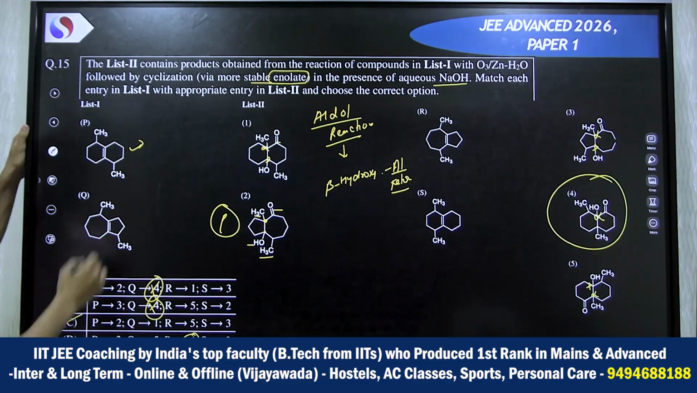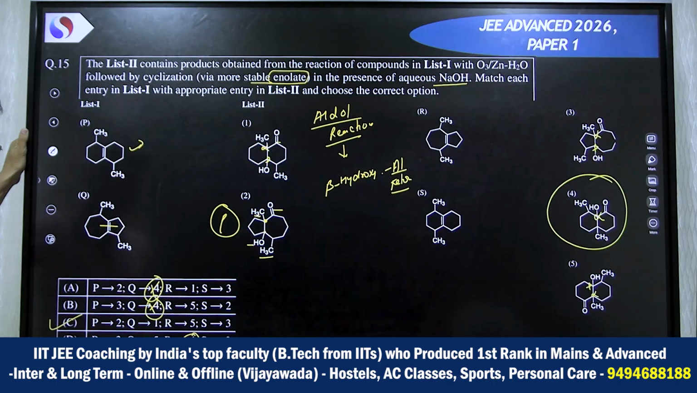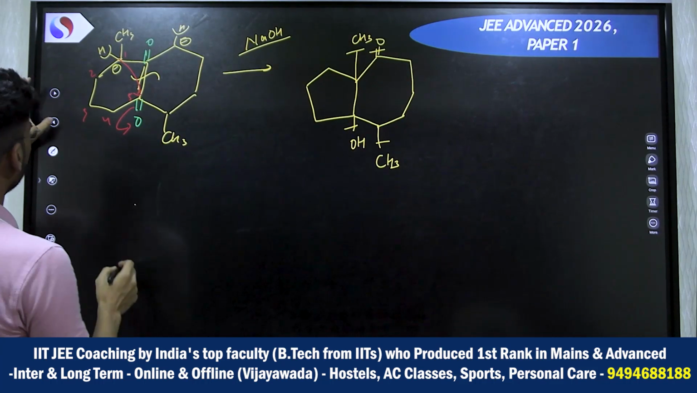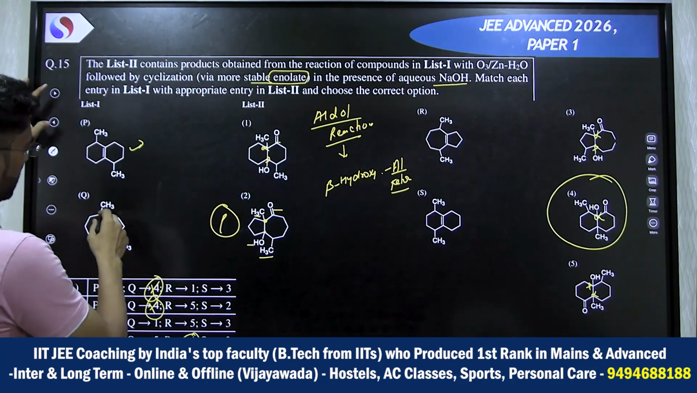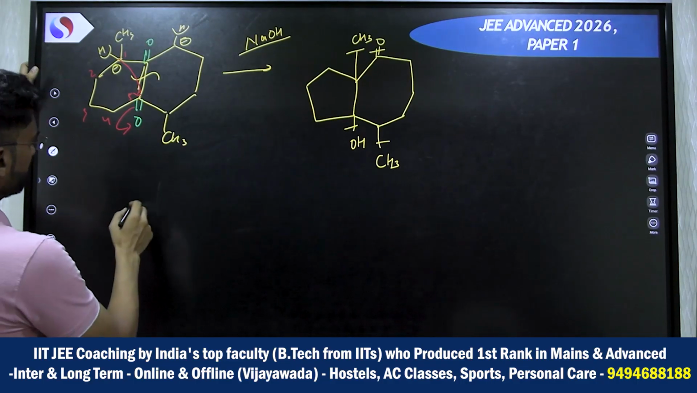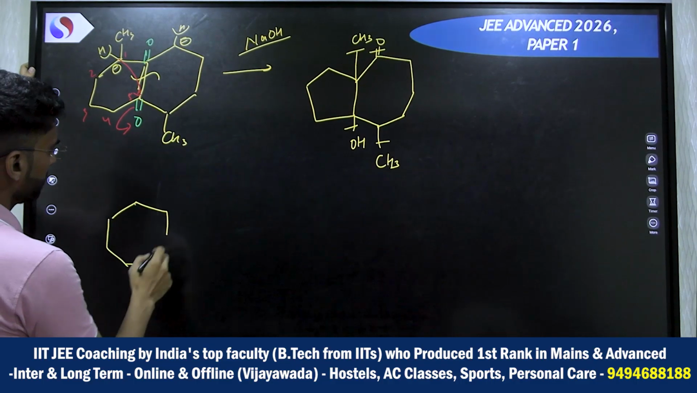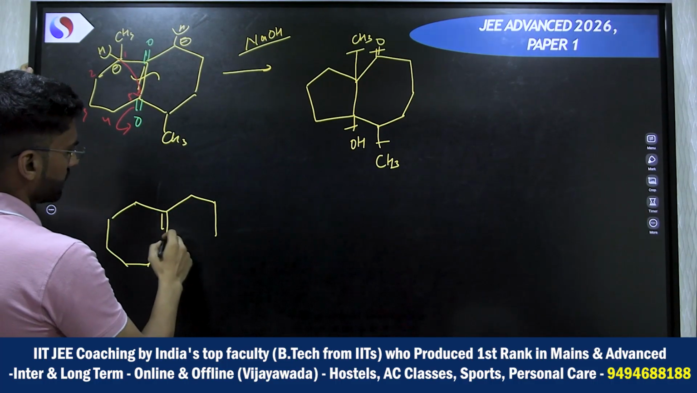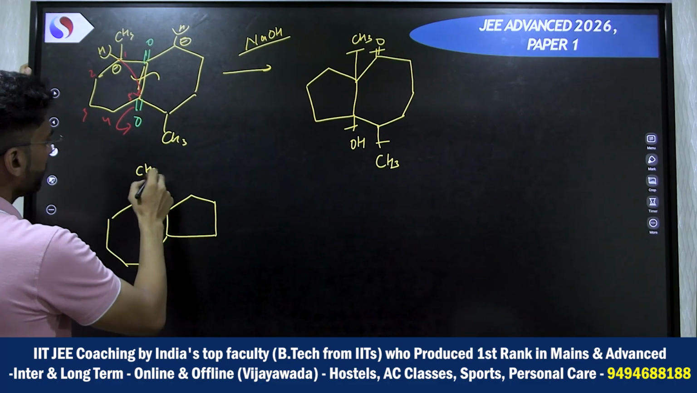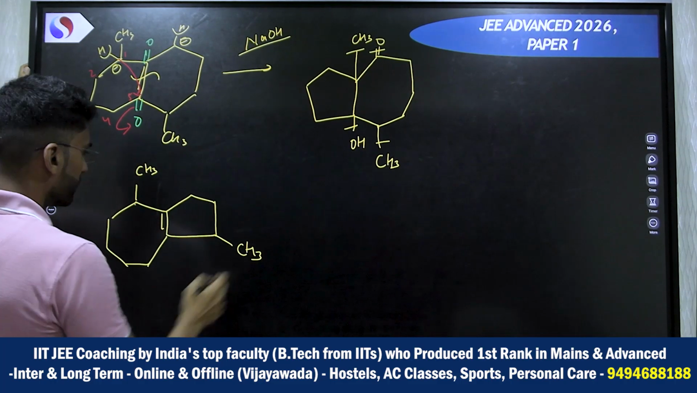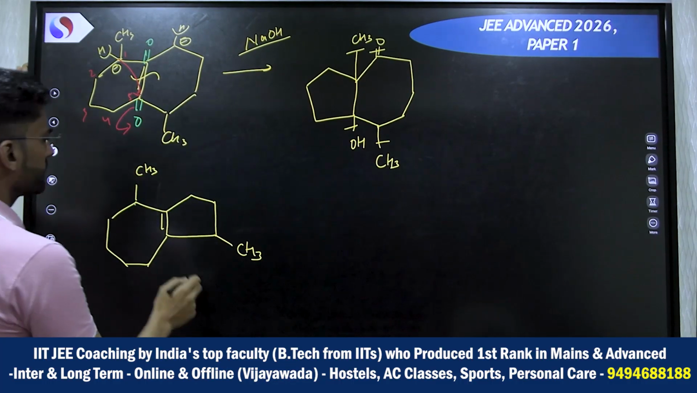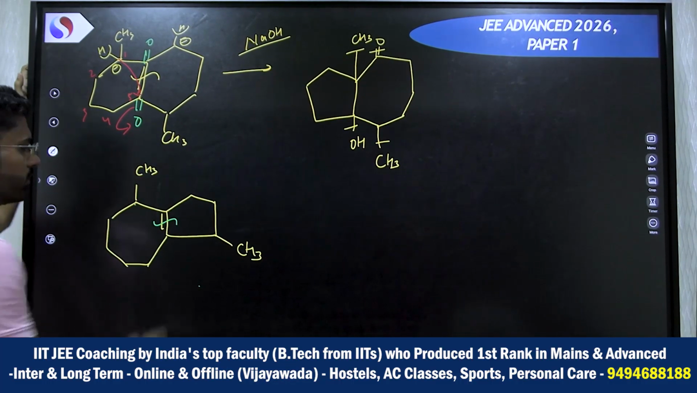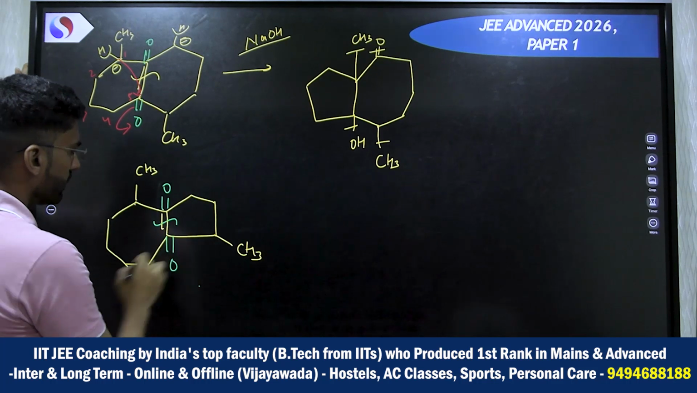Similarly, you can do for this one also. I can write it down here once again. So here, what is given? A 7-member ring, double bond and methyl group. So this is 1, 2, 3, 4, 5, a 7-member ring. This is a 5-member ring. Here it is a CH3 group. Here it is also a CH3 group. So in this case again, ozonolysis, this bond will break. It will be double bond O here and double bond O here.